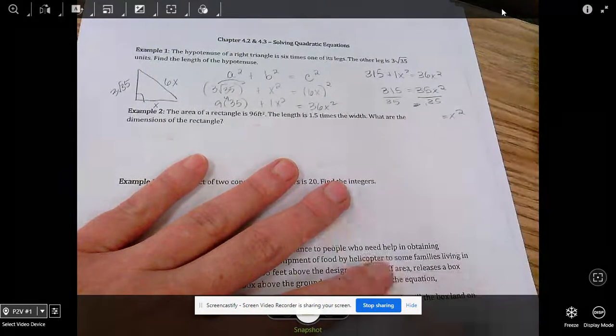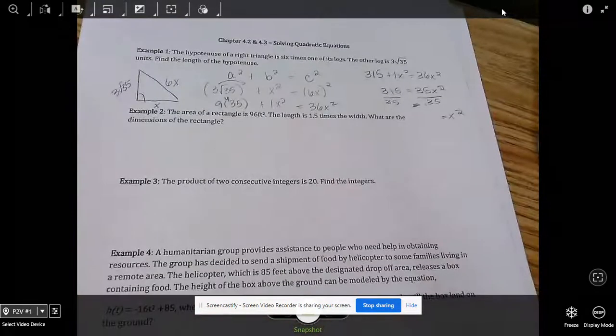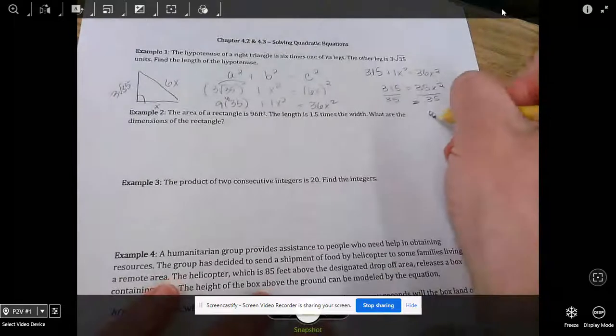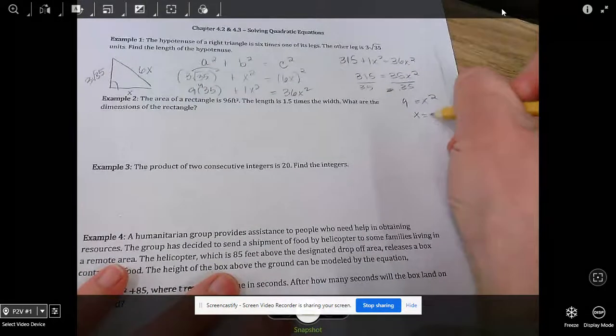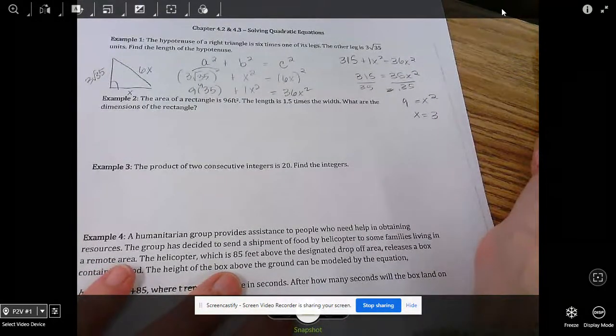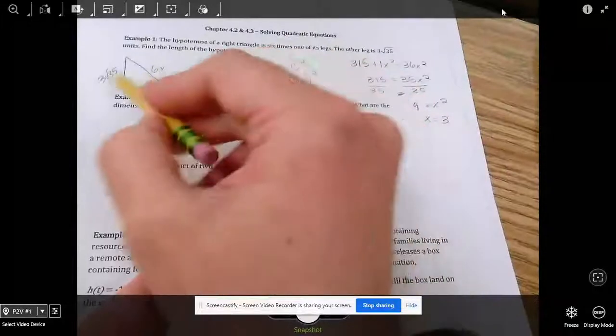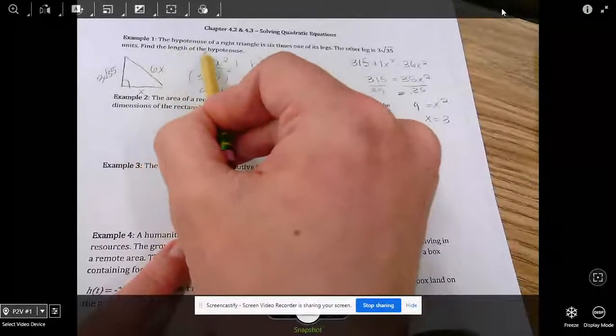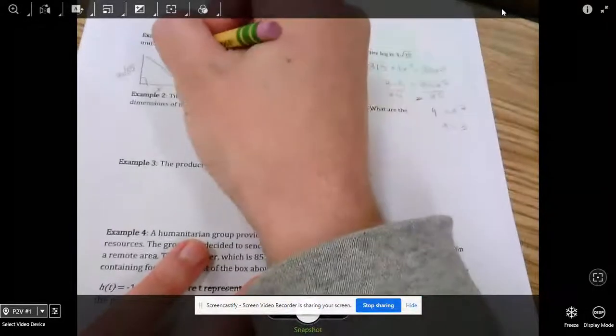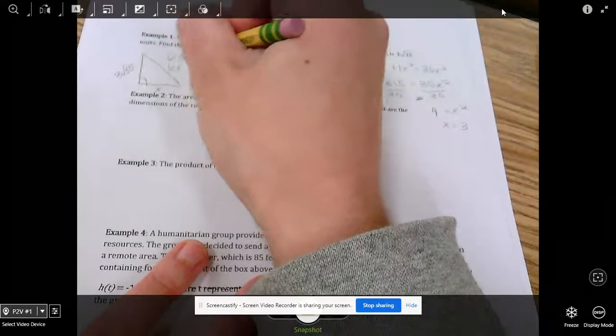Okay, and take your calculator. 315 divided by 35 is 9, and x is 3. Now, a lot of people would say, okay, I'm done. Well, make sure you go back and answer the original question. Find the length of the hypotenuse. Oh, so you have to substitute 3 back in. So the length is 18 units.